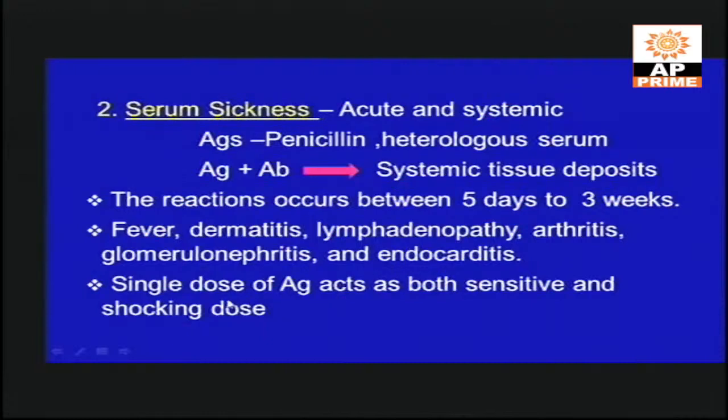And the specificity of serum sickness is that a single dose of antigen can act as both the sensitizing as well as the shocking dose. Generally, the host first has to be exposed for the first time, which we call the sensitizing dose, and the second time the reaction will appear, which we call the shocking dose. But in serum sickness, the single dose acts as both.